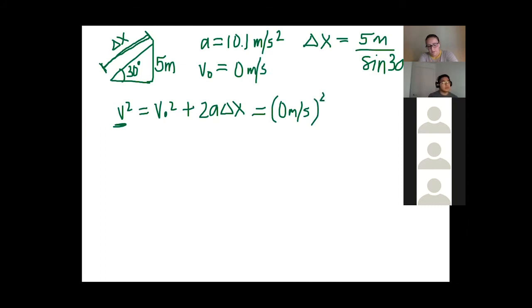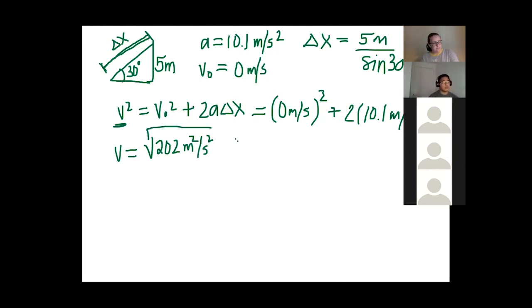So plugging that in, we get 0 meters per second squared as V initial, plus 2 times our acceleration, which is 10.1 meters per second squared, times our delta x, which is our 5 meters over sine of 30. And plugging that into a calculator, we get that v equals the square root of about 202 meters squared per second squared, which gives us 14.213 meters per second. So at the very top of the ramp, when the object becomes a projectile, it has a velocity of 14.213 meters per second, and we know that this is at 30 degrees because we know the angle of the ramp.